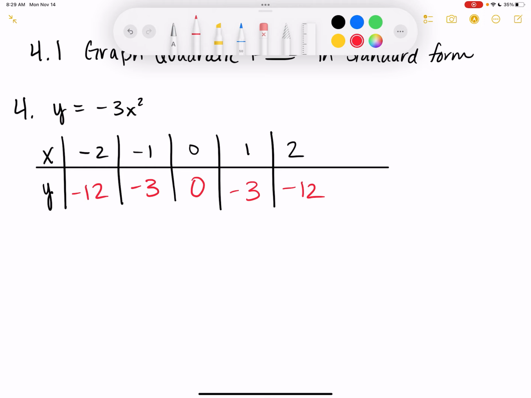All right, so let's get into some that are actually graphing. It says to graph the function and compare the graph with the graph of y equals x squared. So we're just graphing it. We're not doing all the extra stuff. Number 8, y equals 5x squared. So we need to first find our axis of symmetry.